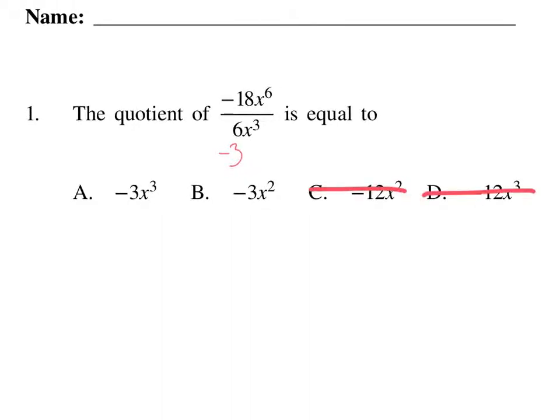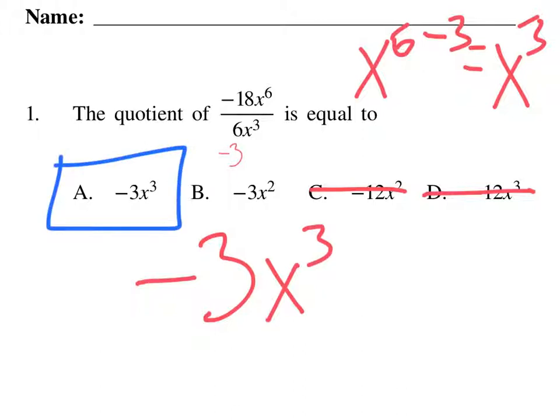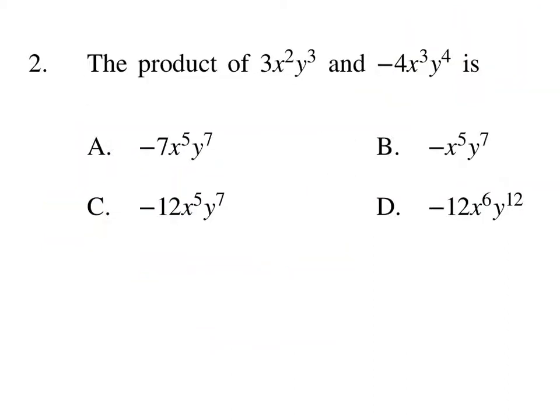So let's get rid of those. And now let's take a look at the rest. I see that it's x to the third, x to the sixth and x to the third. And we know that with division problems, we subtract the exponents. So x to the sixth minus 3 is going to give us what? X to the third. So the answer to this is negative 3x to the third, because 18 divided by 6 is negative 3. And is that an option? It sure is. Option number A. This is our answer.